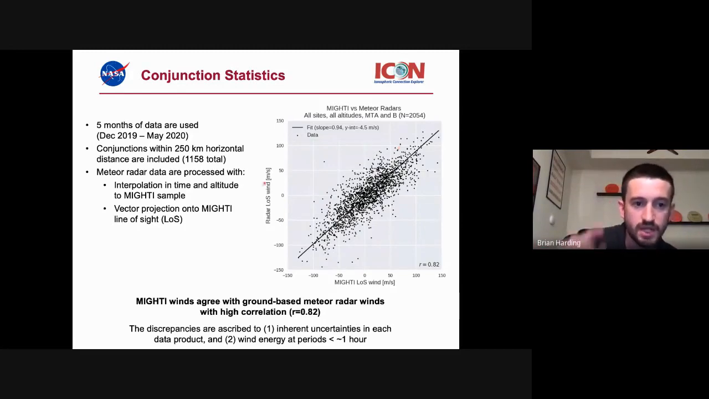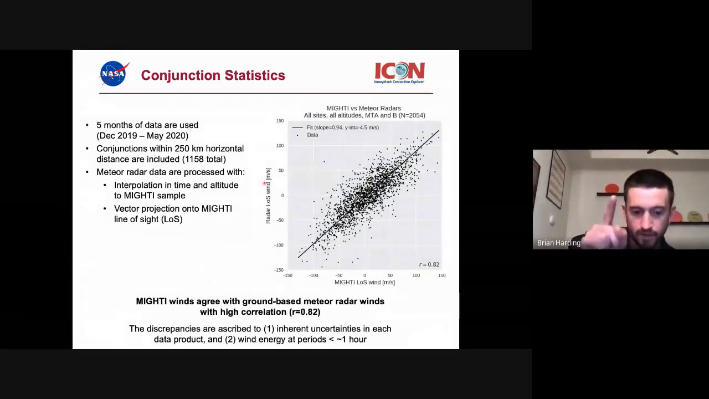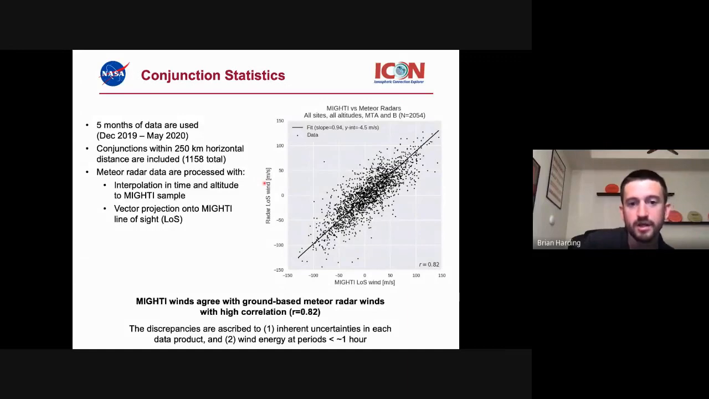So what I've done here is taken that radar profile, interpolated it in time to the MIGHTY measurement, and then interpolated it in altitude to the MIGHTY sample, and rotated the meteor radar's wind estimate onto the MIGHTY line of sight to compare it to the MIGHTY line of sight. And that's the best way to do an apples to apples comparison. So they don't always agree, okay?